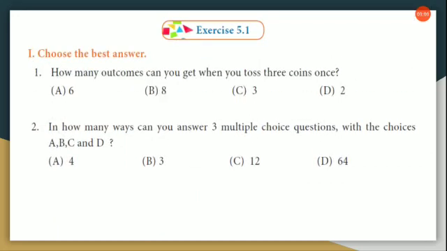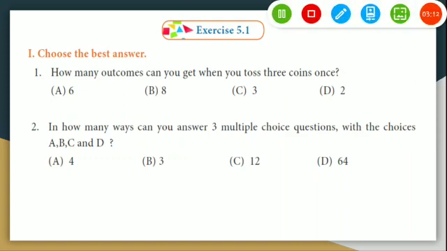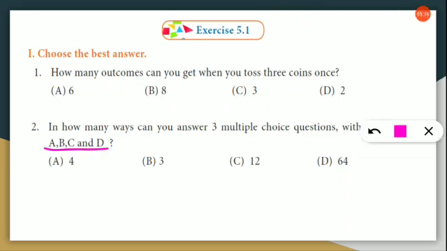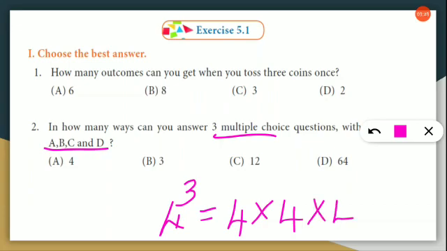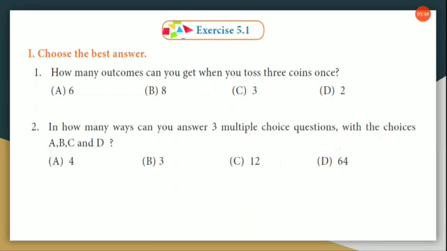Now using the same logic, tell the answer for second one. In how many ways can you answer 3 multiple choice questions with the choices A, B, C and D? So what are the choices here? A, B, C and D. How many choices are there? 4 choices. And how many questions are we going to answer? 3 MCQ questions. So this should be in the power value. So what will be the answer? 4 into 4 into 4. So 4 4s are 16 and 16 4s are 64. Very good. So the answer is option D. Clear? Now look at the next question.